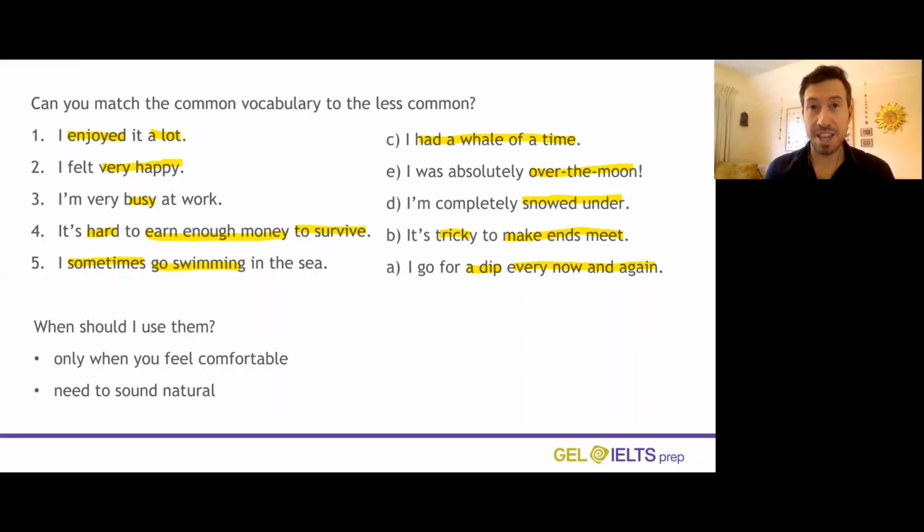So as I just mentioned, they need to sound natural. If they sound robotic, or like you've just memorized something and you're using it in this situation, you won't get such high marks for them.